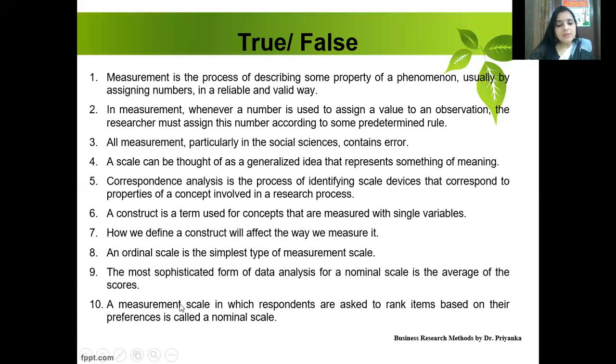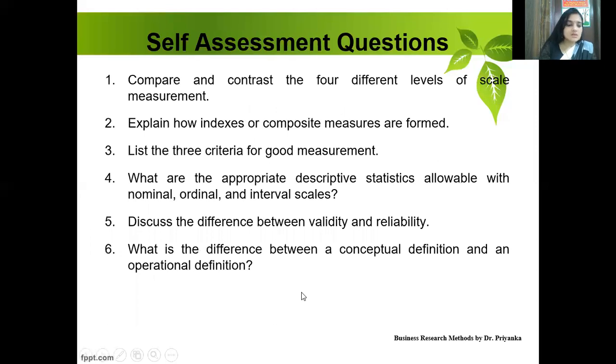10, a measurement scale in which respondents are asked to rank items based on their preferences is called a nominal scale. When we talk about preferences, we are talking about ordinal scale. So it is false. Let us discuss some questions.